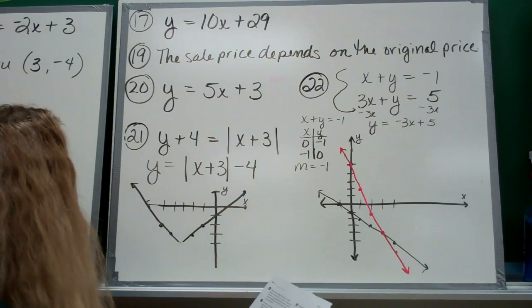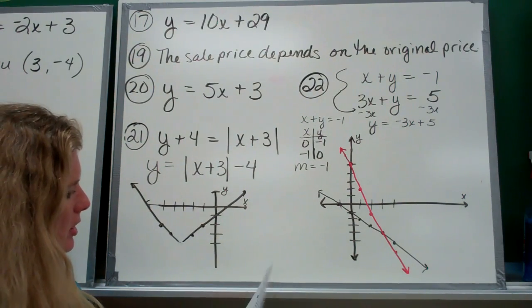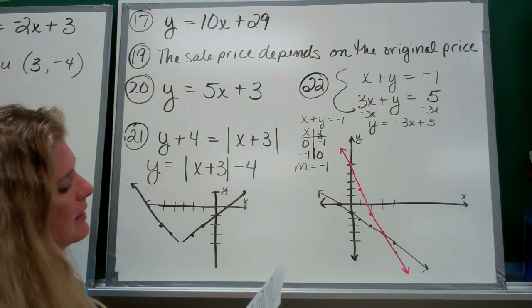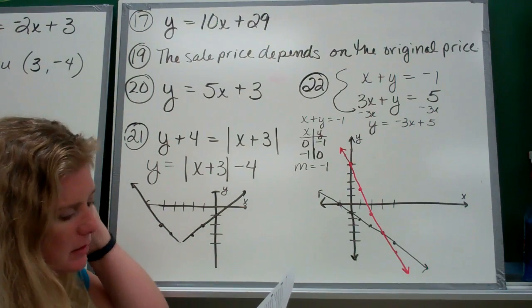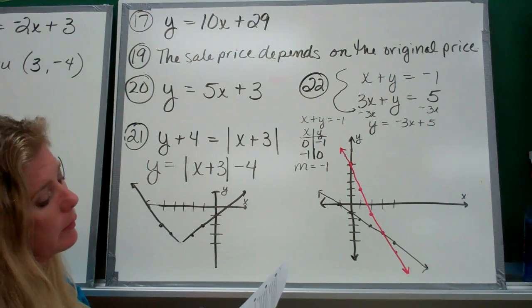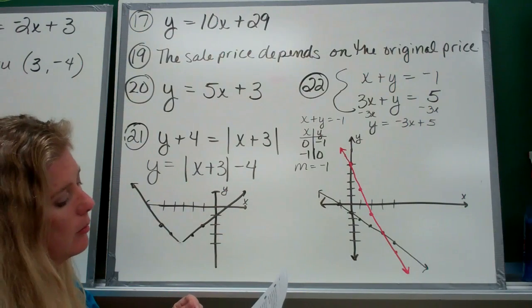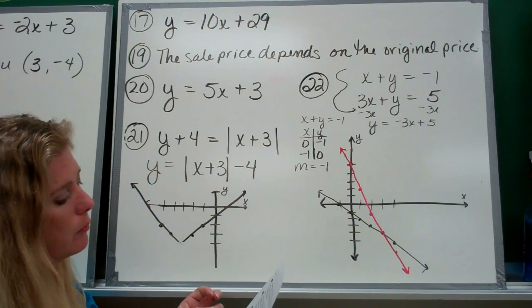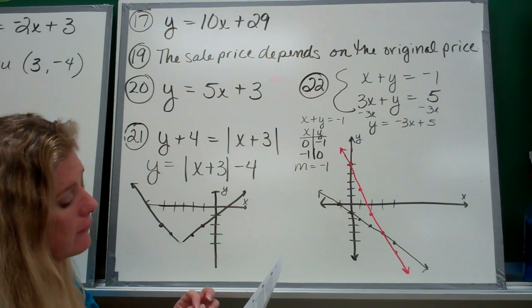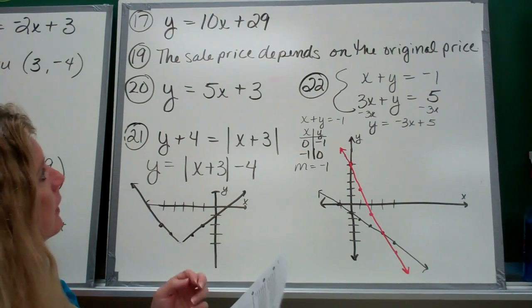19. Ooh, I skipped 18. Shame on me. I'll come back to 18. 19. All items in a store are on sale for 35% off the original price. Explain in words the dependent variable and the independent variable that represent the functional relationship between the sale price of an item and the original price.